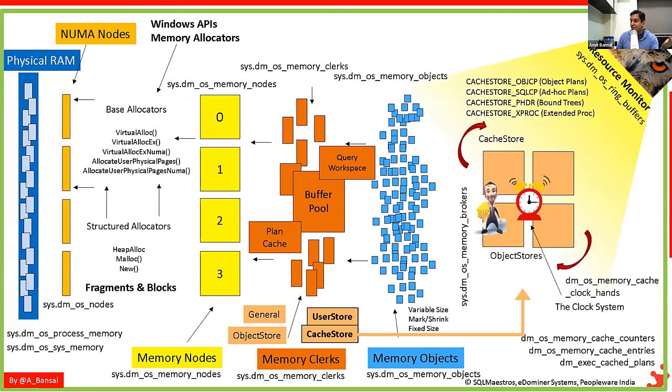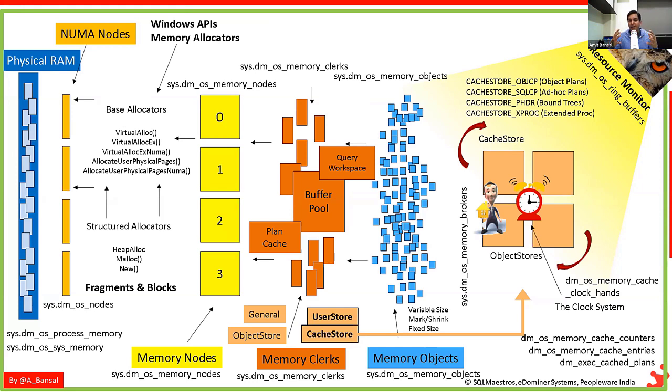Now let's go back to the cache store. So when you talk about the clerks, there are some types of clerks that are called caches, and this is something that you know. I've named the popular cache stores out there like object plans, ad hoc plans, bound trees, and extended procs. And those are the names, CACHESTORE_OBJCP.